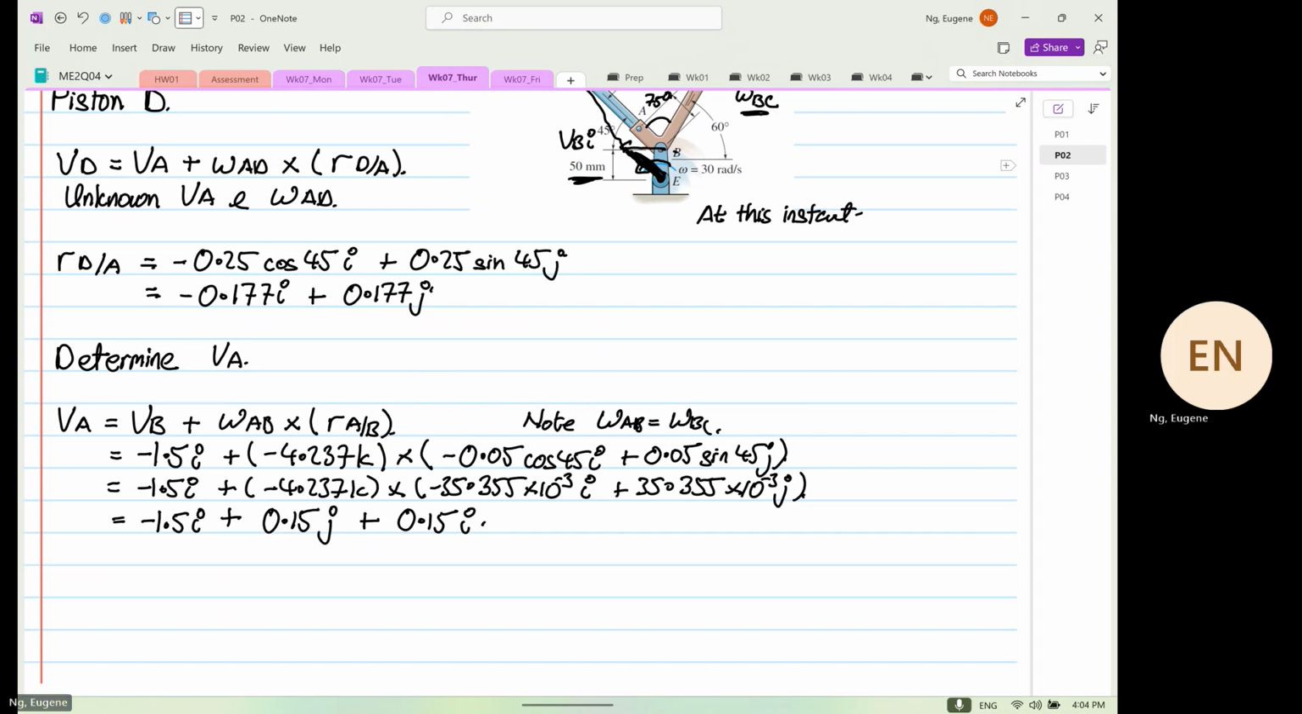Okay, let me see again. 4.237 k cross i is positive, negative, positive. K cross j is negative and negative. Yes, we are good to go. So finally, VA is equal to minus 1.5 plus 0.15, which gives minus 1.35.